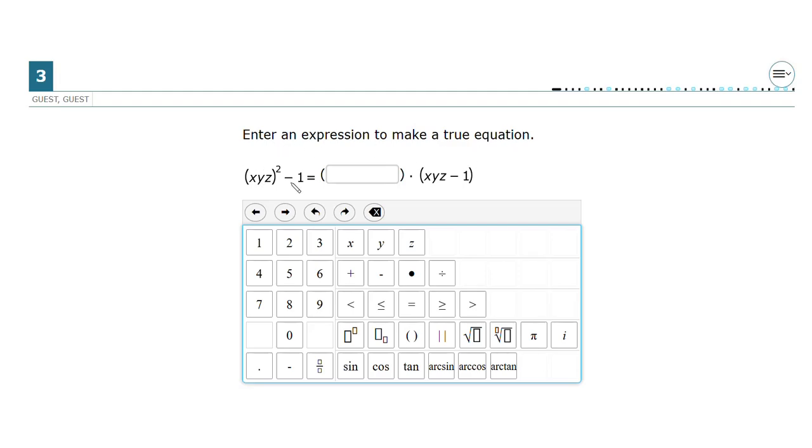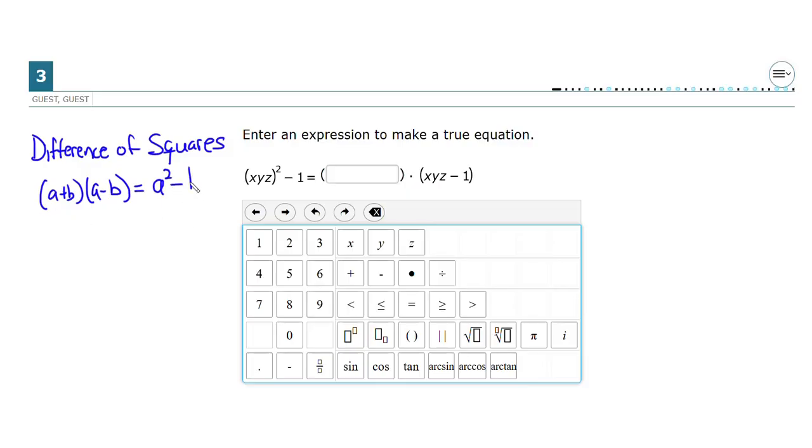Moving on to number 3, enter an expression to make a true equation. XYZ squared minus 1 equals blank times XYZ minus 1. Now this may be difficult to recognize, but this is actually a difference of squares, which we write as A plus B times A minus B. And the answer to a difference of squares always looks like this: first term squared minus second term squared. Now, why does that happen?